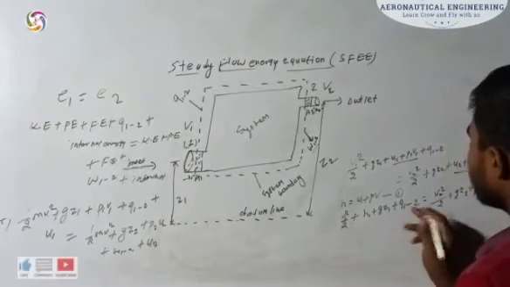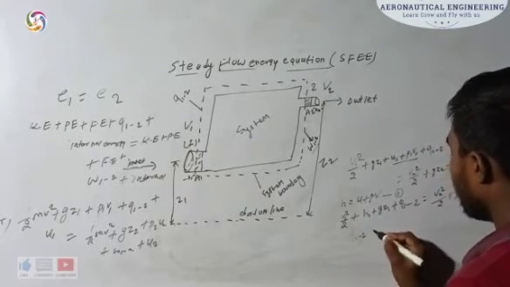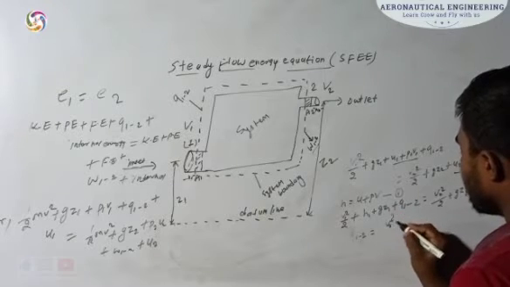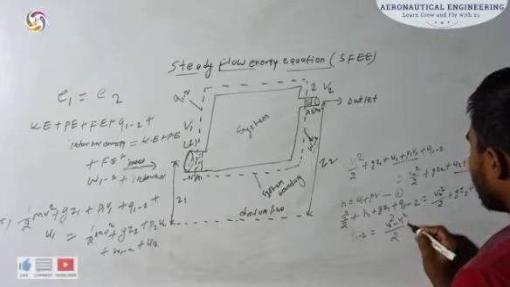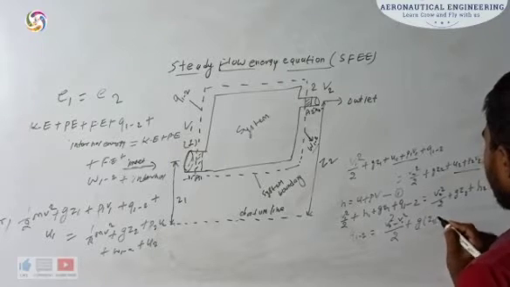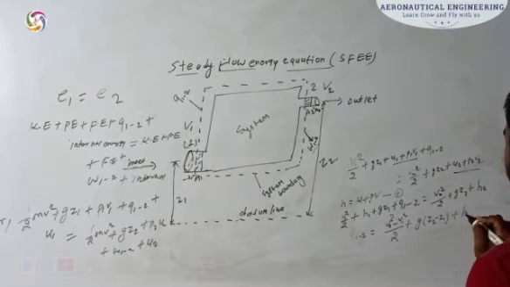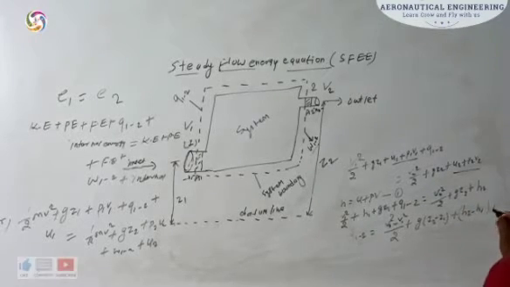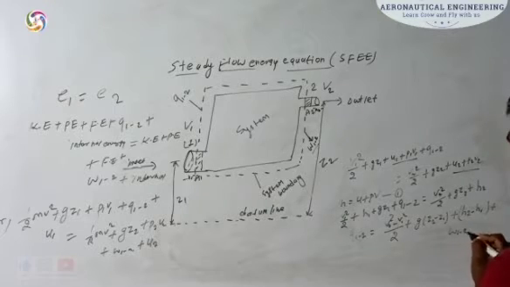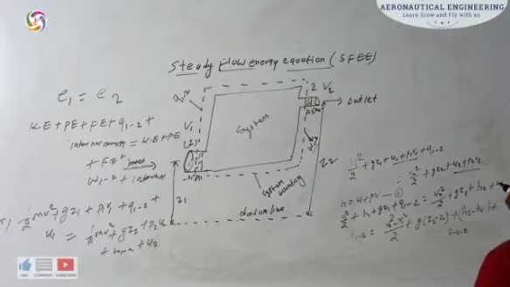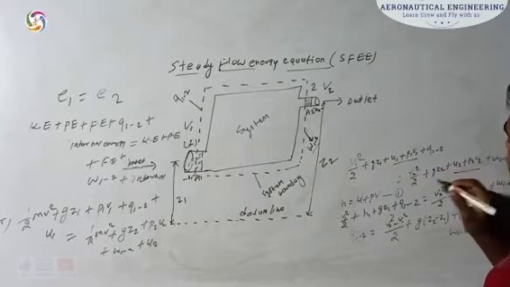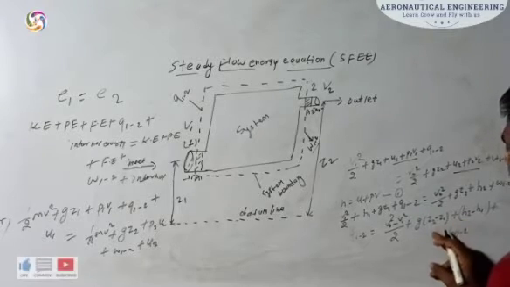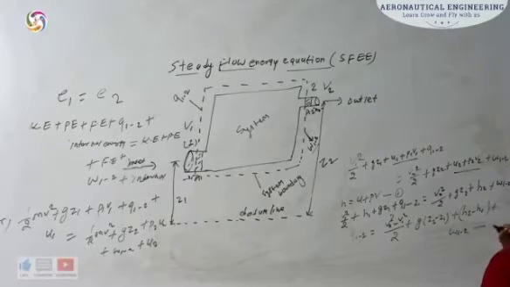Now we take the similar terms on one side, so this equation finally becomes q12 equal to (v2 squared minus v1 squared) upon 2 plus g times (z2 minus z1) plus h2 minus h1 plus work done w12. Here w12 is the work done between 1 and 2. Take this equation as equation 2.